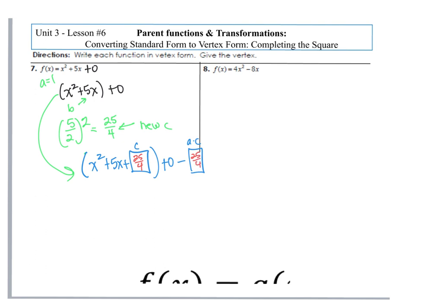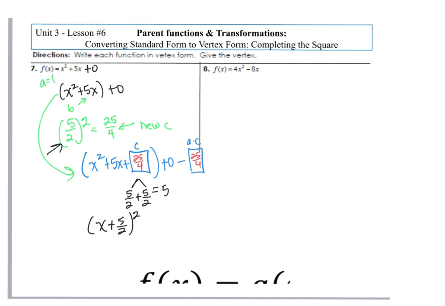So now we factor what was in the parentheses. What multiplies to 25 over 4 but adds to 5? Well, it's going to be half of b. 5 halves times 5 halves equals 25 over 4, and 5 halves plus 5 halves does equal 5. Okay, so now we're rewriting this in factored form. We would have x plus 5 halves. We had two 5 halves, so we could say all this is squared.